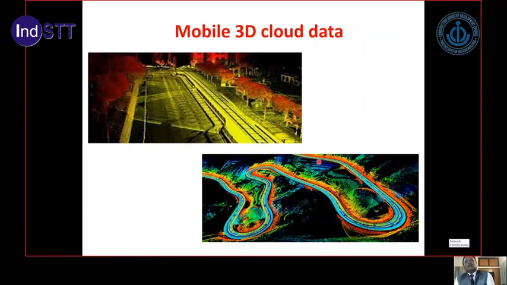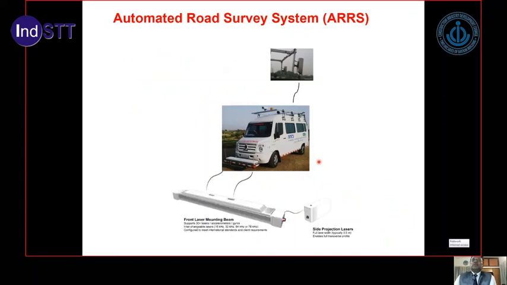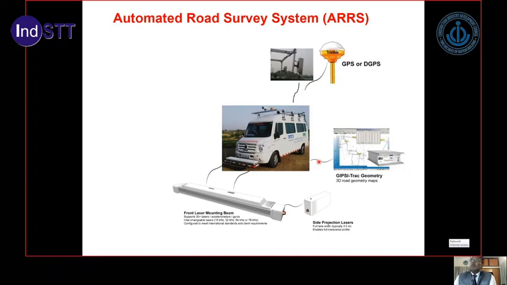It will collect the data on both sides of the roads, as well as the backward and the forward data, which is very, very useful in a very large number of studies. So this is an automated road survey system available with the Central Road Research Institute, and this is a very useful device where it has a laser scanning system. It has GPS devices fitted to it.